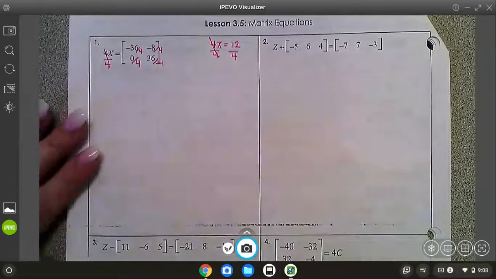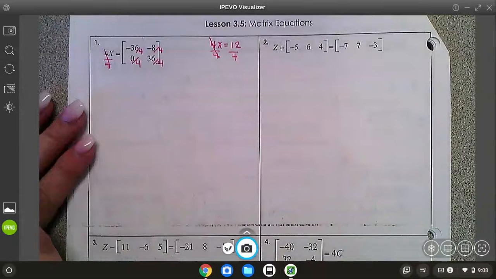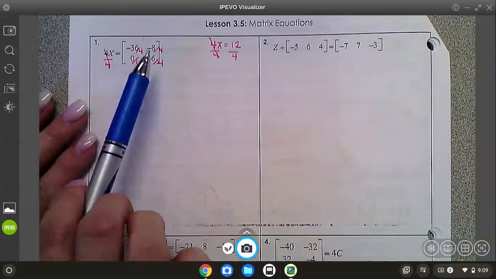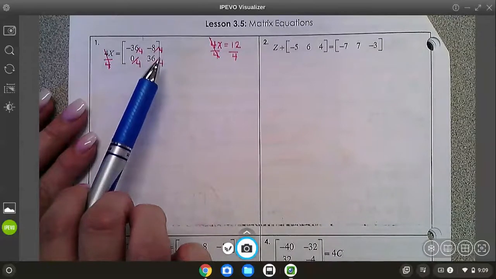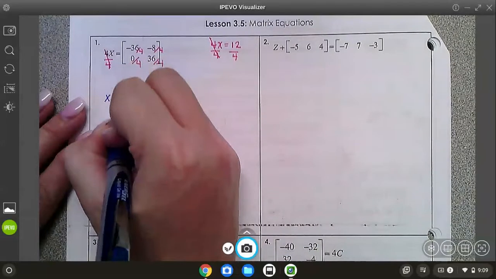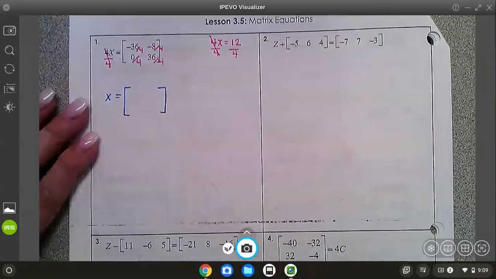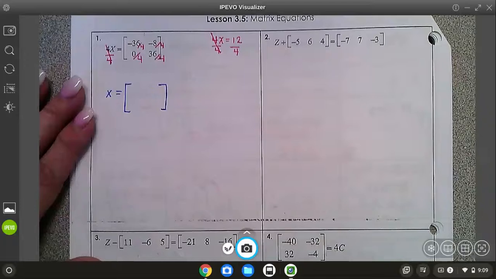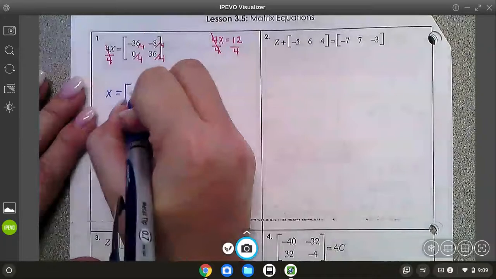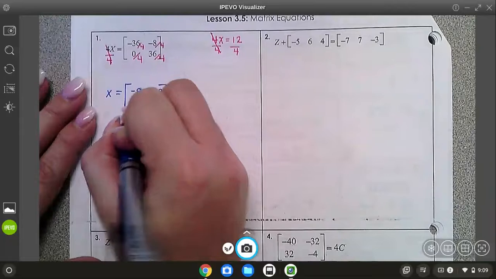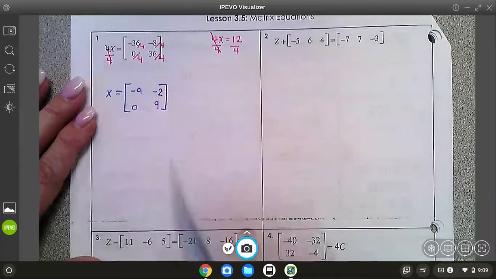Can't we do 4 divided by that matrix? Well, the 4 needs to go second. I don't think you can just type that in the calculator, a matrix divided by 4. I mean, it might work. I've never tried it, but it might give you an error. So what's negative 36 divided by 4? Negative 8 divided by 4? 0 divided by 4? And 36 divided by 4 is 9.